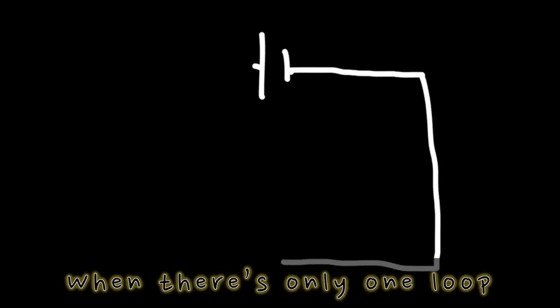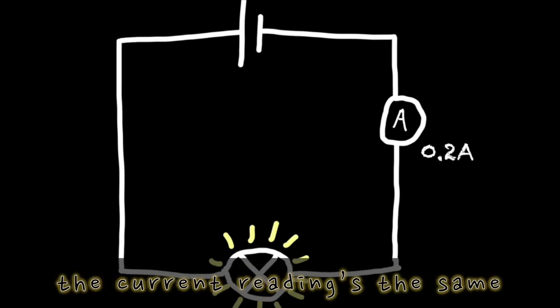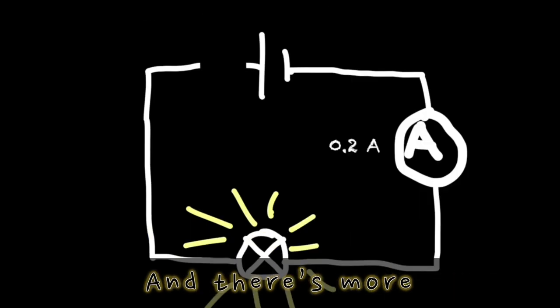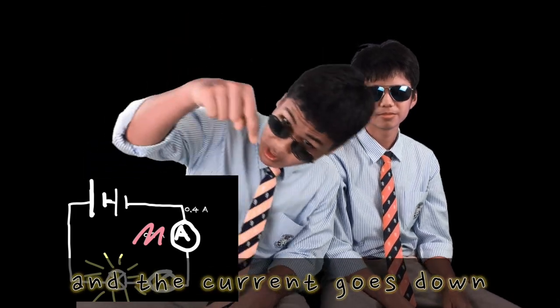I want to state this clearly. When there's only one loop, we say the circuit's in series, and there's rules to this series game. Wherever you put the ammeter, the current reads the same. And there's more, so listen up. Add a cell and the current goes up, but add a bulb and that current goes down.